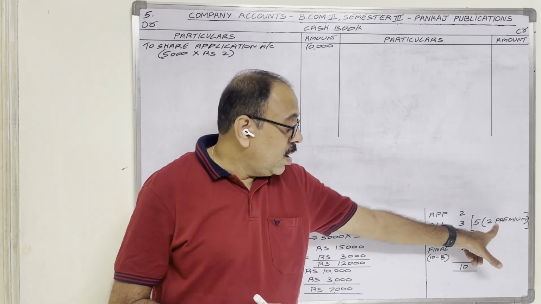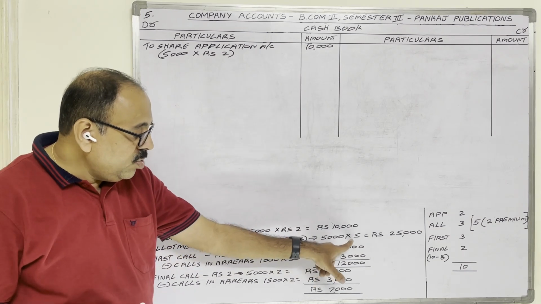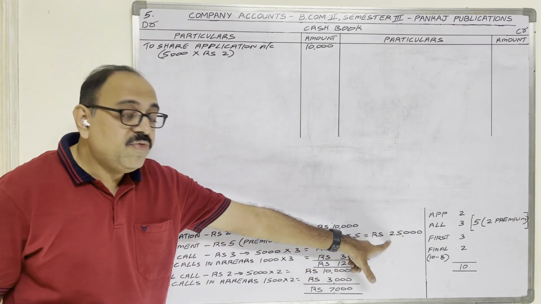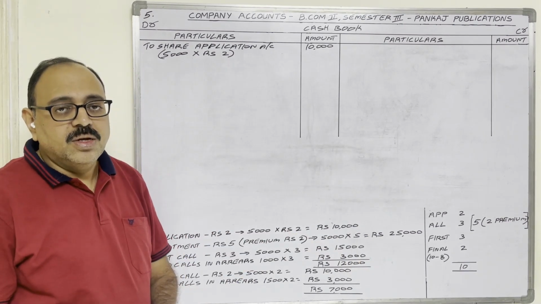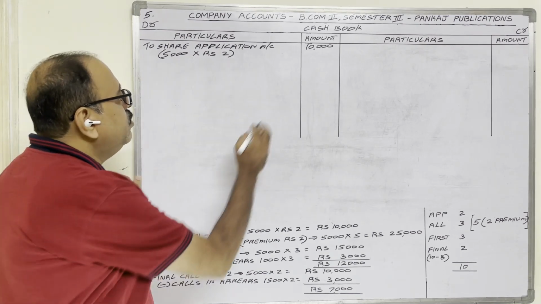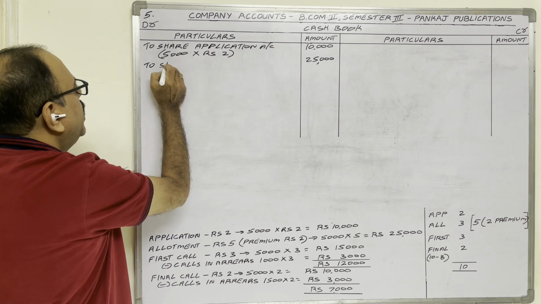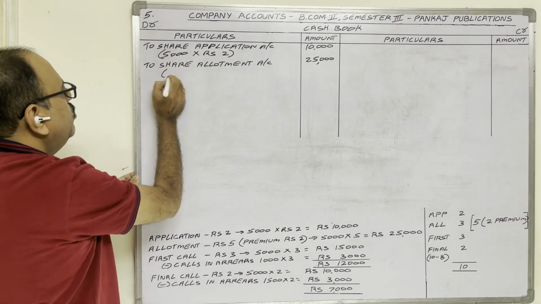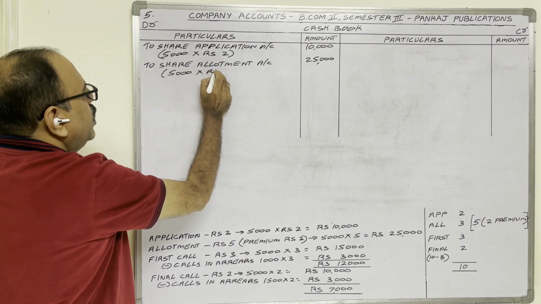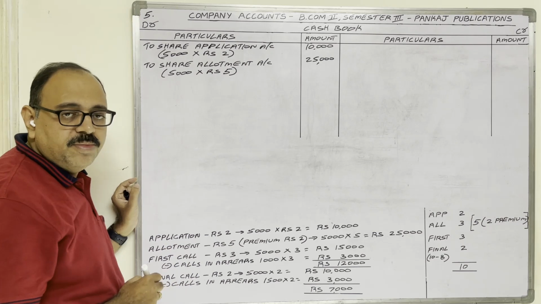Through allotment, how much money is the company collecting? 5,000 shares, on one share 5 rupees. 5,000 into 5, 25,000 rupees the company is collecting. So 25,000 rupees cash receipt, no? Debit side we should show. In particulars, to share allotment account. How is 25,000 coming? On 5,000 shares at the rate of 5 rupees each, 25,000 the company is collecting.